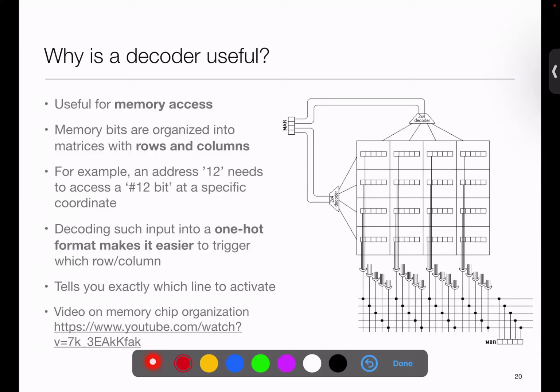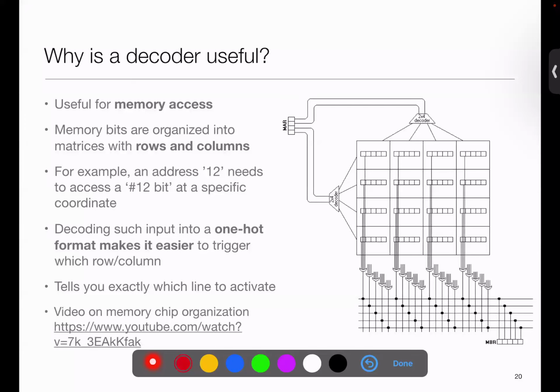It could be, which sensor do I read the data from? So I may have 3 bits, 8 sensors. The 3 bits tell me which sensor to get the data from. Or it could be which motor to turn on. Again, I'll take those 3 bits. Very commonly though, the most common use is addressing memory.